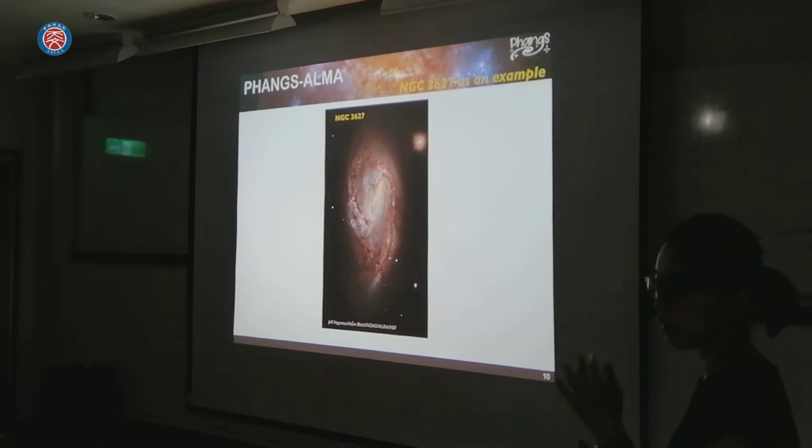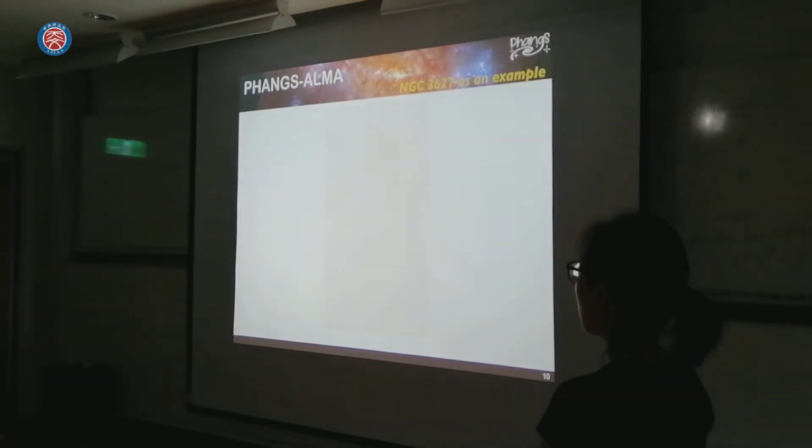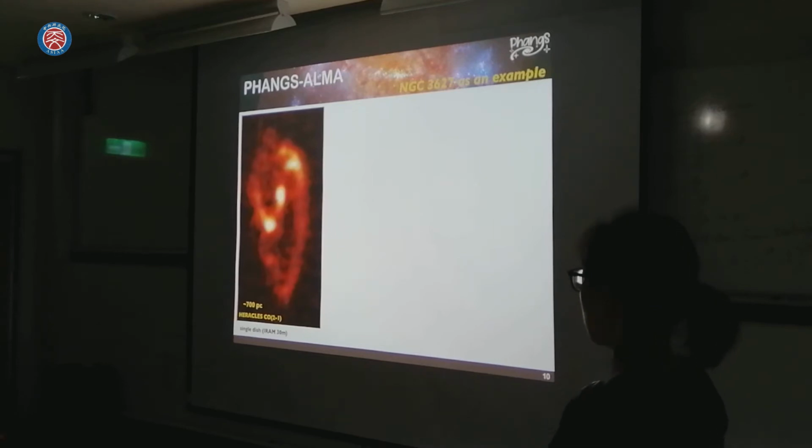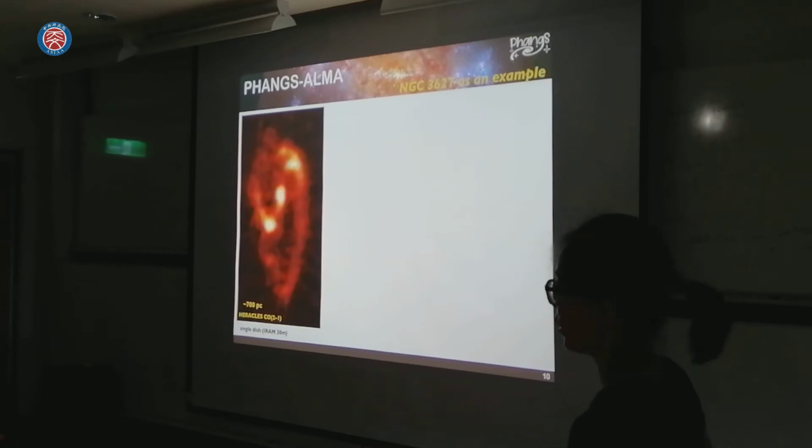So here I'm going to show you how the PHANGS ALMA CO map compares to previous observations. I use NGC 3627 as an example. This is the single dish observation of this galaxy, and the physical resolution is about 700 parsec. This map is dominated by 3 blocks, the center and the 2 bar ends.